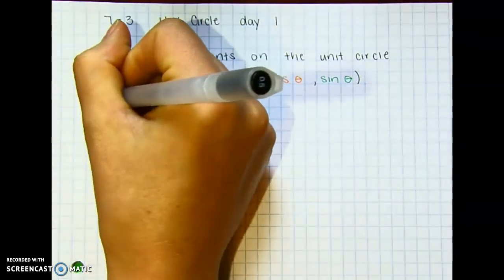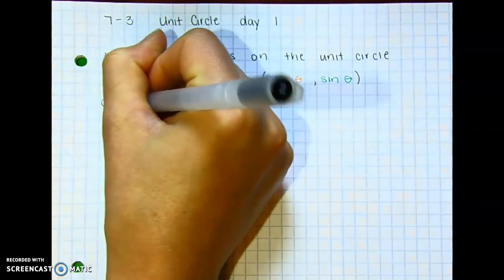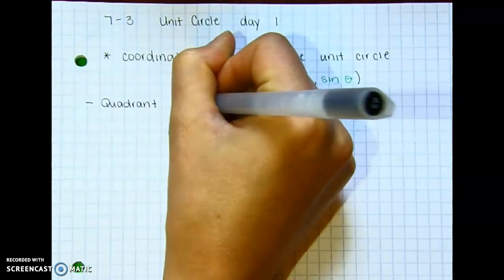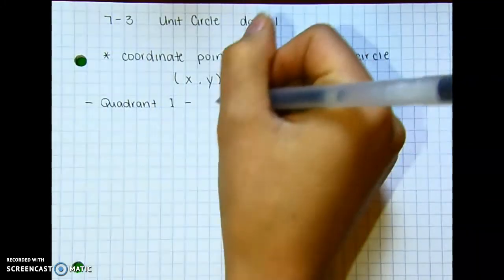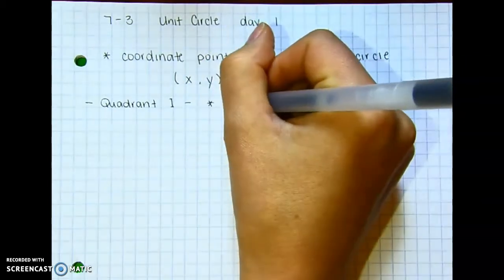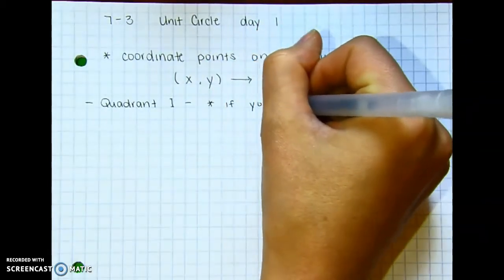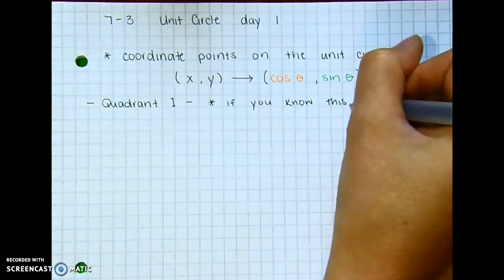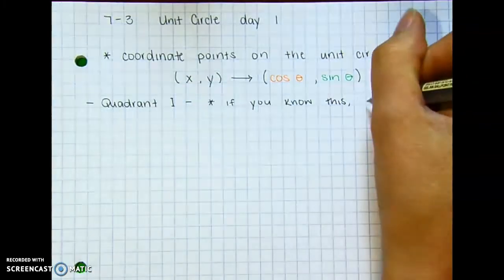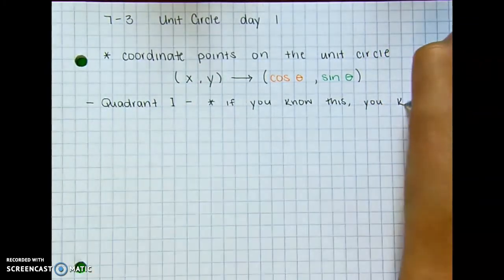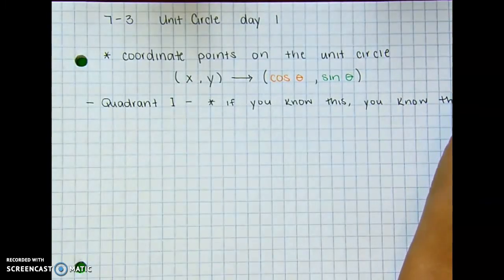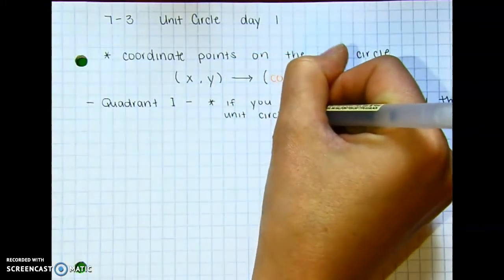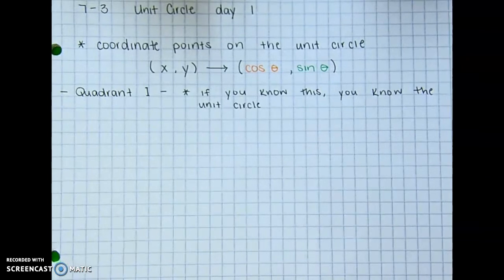So we're going to focus on quadrant 1, because if you understand quadrant 1, then you can figure out the entire unit circle. If you know quadrant 1, you know the unit circle. Alright, so let's get started.